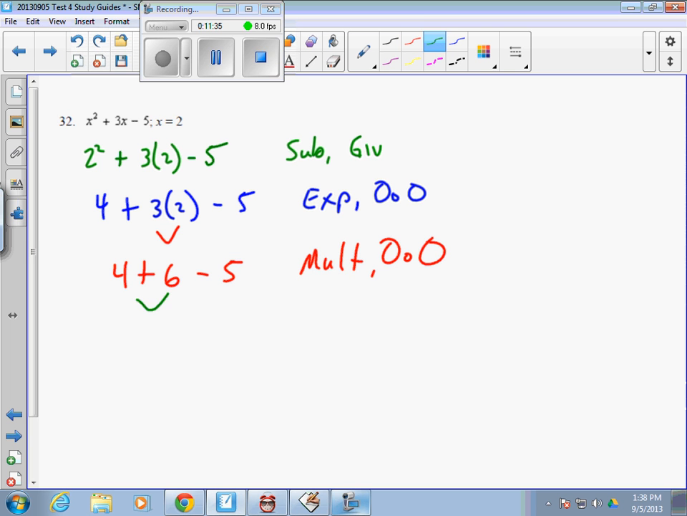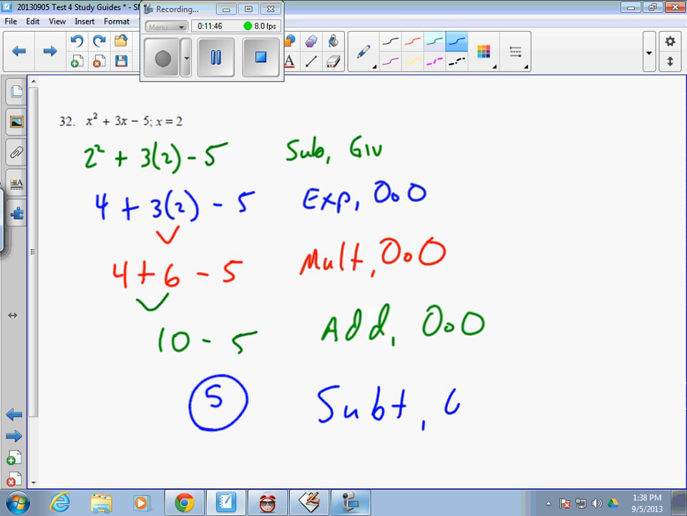4 plus 6 is 10. That's just adding. Rule is order of operations. And then finish it up. 10 minus 5 is 5. That's just subtraction, order of operations. And then finally the last one.